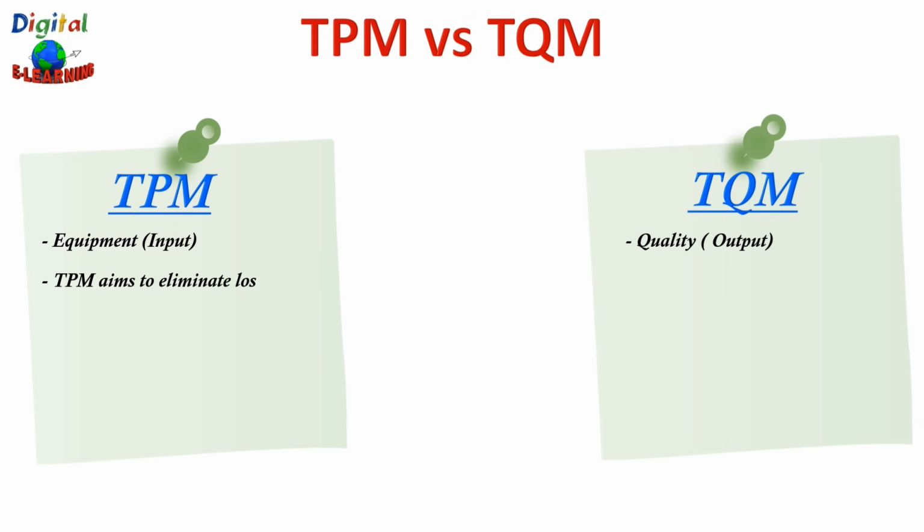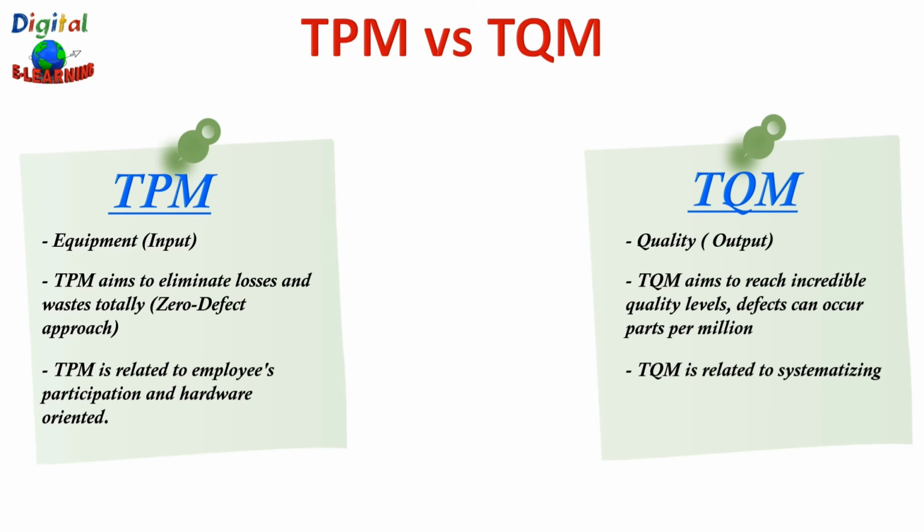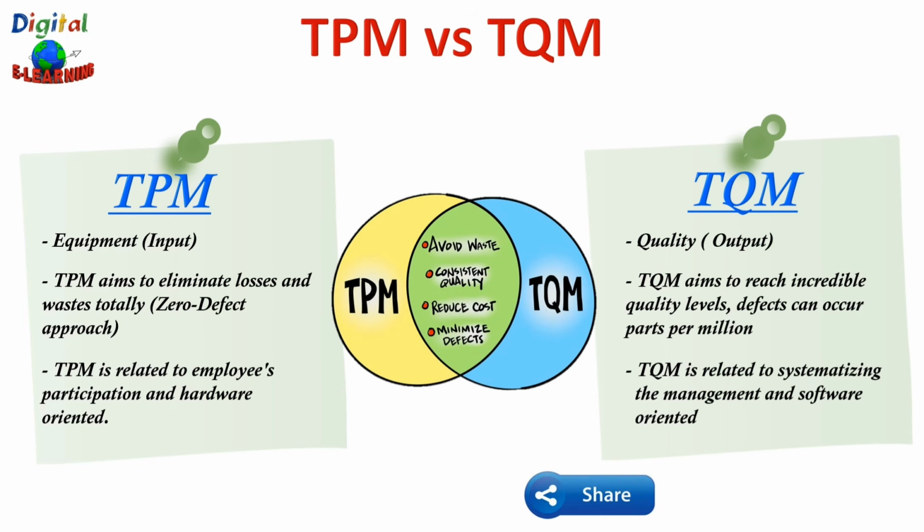TPM basically aims to eliminate losses and waste totally, that is the zero defect approach, while TQM aims to reach incredible quality levels, that is defects per million opportunities. TPM is related to employee participation and is hardware oriented, while TQM is related to systemizing the management and is software oriented. Even though these are some of the differences, they do have some common goals: avoid waste in a fast-paced environment, produce quality goods consistently, reduce cost, and minimize defects and increase the overall quality.